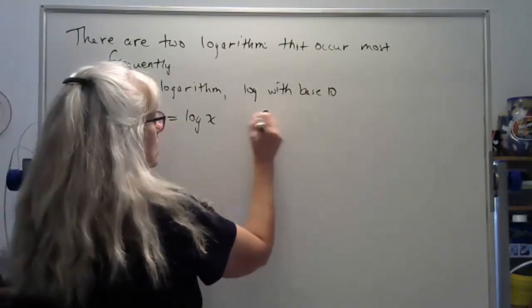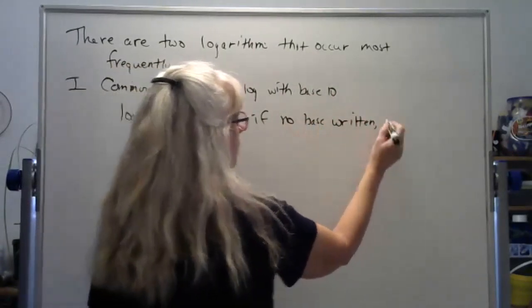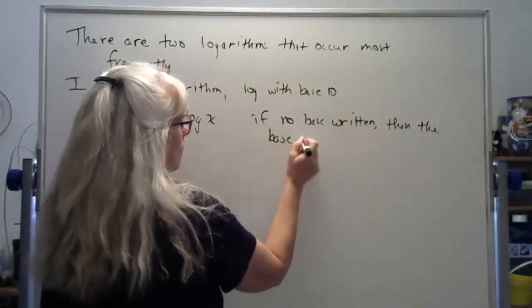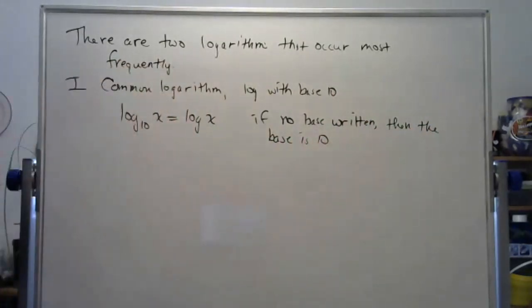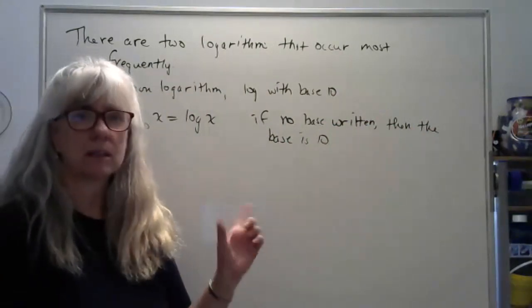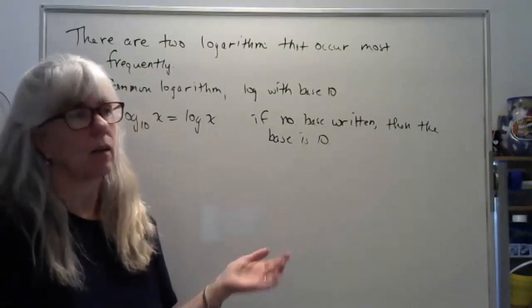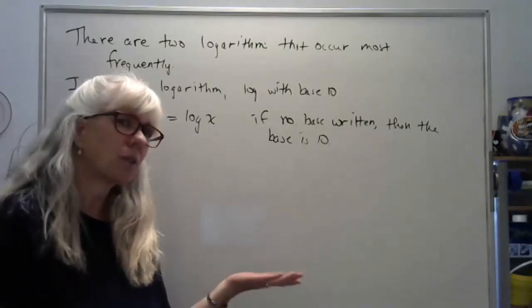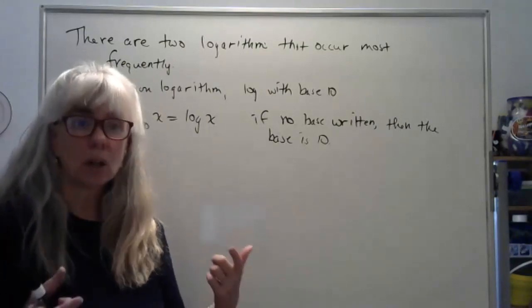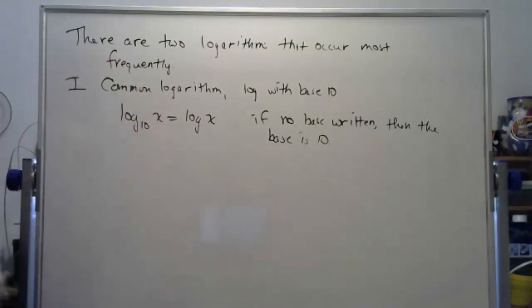So if there's no base written, then the base is 10. So whenever you see the word log without a base, it's a base 10. And this is used a lot in the real world. So the pH scale in chemistry, the acid and basic scale, is a base 10 scale. The Richter scale that we measure earthquakes in is also a base 10 scale. And the other one that's most frequently used that you may not have heard of is when you measure sound intensity. When you talk about how loud a sound is, you use something called a decibel. And that decibel is a base 10 system. And that deci means 10. So that's a common logarithm.